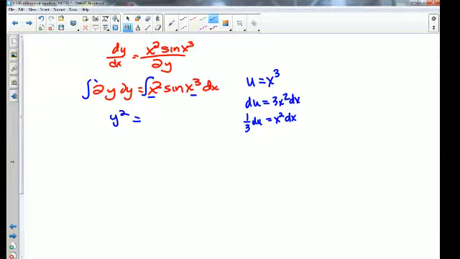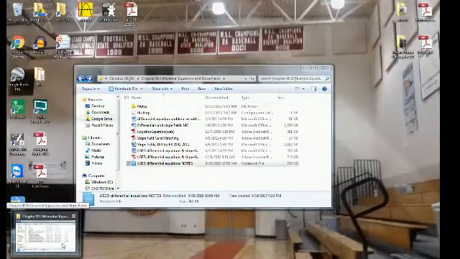Now I'm going to rewrite my problem. 1/3 sine u du. Be able to recognize when to use that. That's as big of an issue as actually doing it. And then that becomes 1/3 of negative cosine u. The integral of sine is negative cosine u.